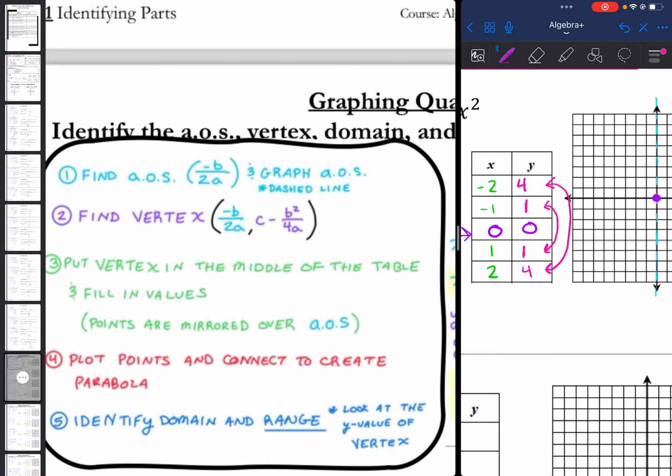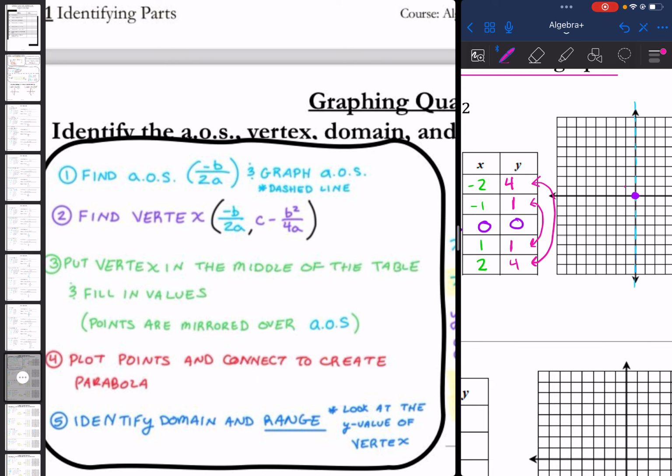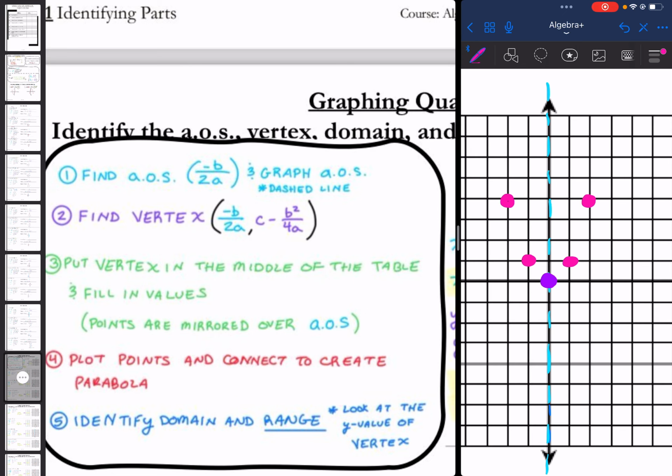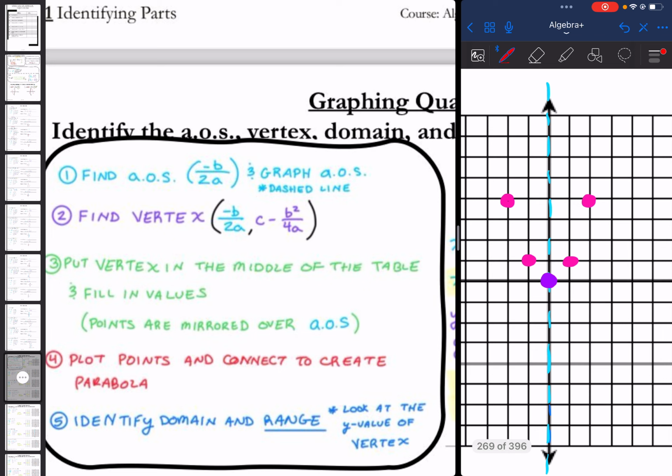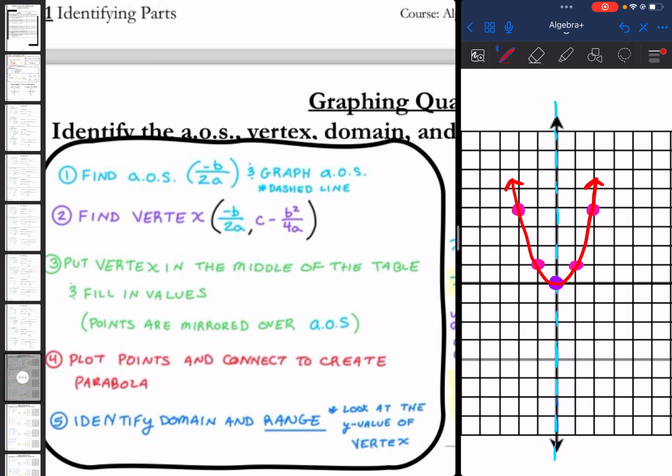Now I'm going to go ahead and plot those points. So I have a (-1, 1). I have a (1, 1). I have a (2, 4), and I have a (-2, 4). As you can see here, it's showing you that this line is symmetrical. This is 1 away from here. This is 2 away from here. And you're now going to connect those points. So instead of sketching it, we actually have points to do this with. And make sure you draw your line for your AOS. You don't lose any points here.